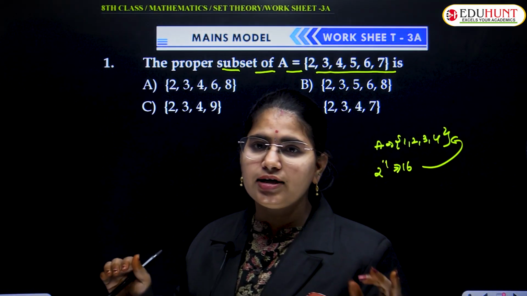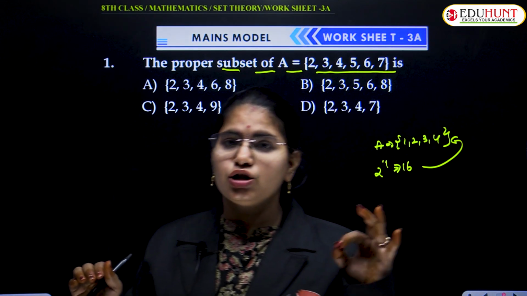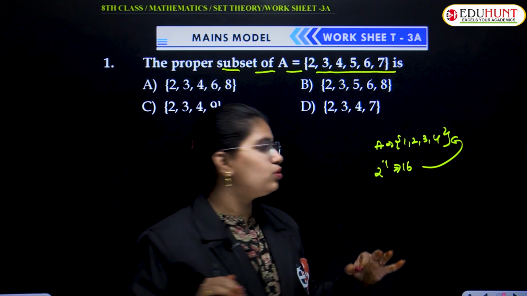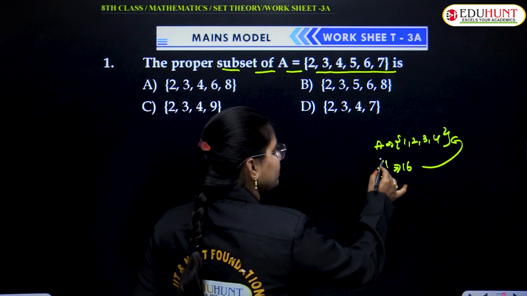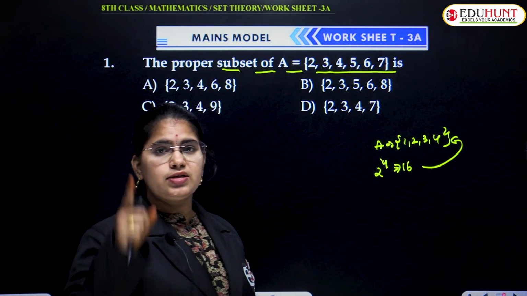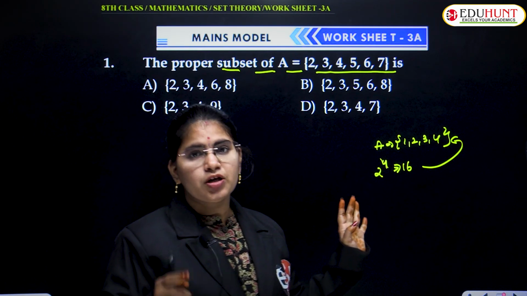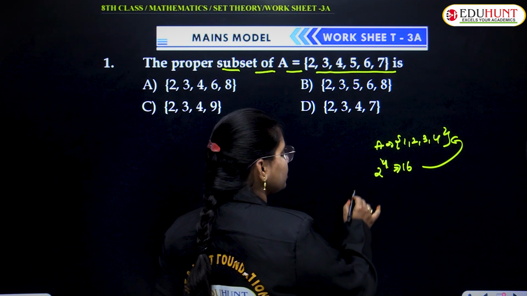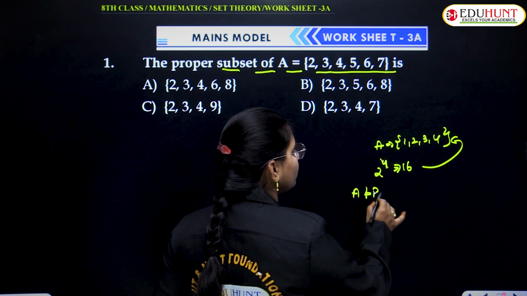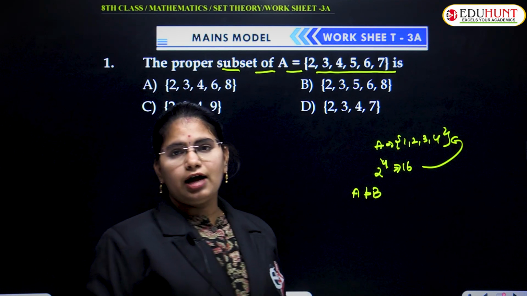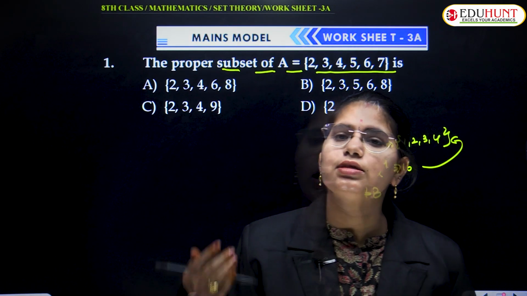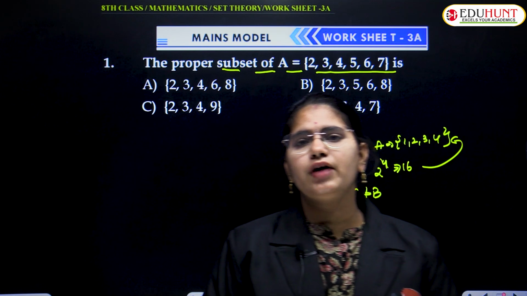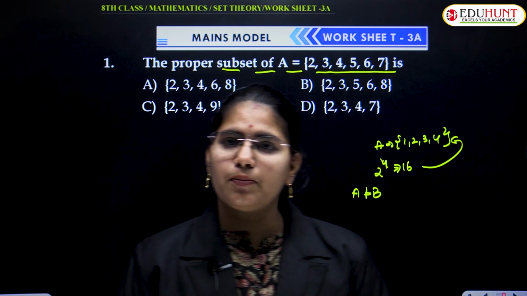So we get 16 subsets. Out of them, a proper subset means you have to eliminate the one subset that is the same as set A. So out of 16 subsets, we take the subsets where A is not equal to B. Then we have 2 power n minus 1 proper subsets of any given set A. This we have already discussed in our concept on proper subsets.